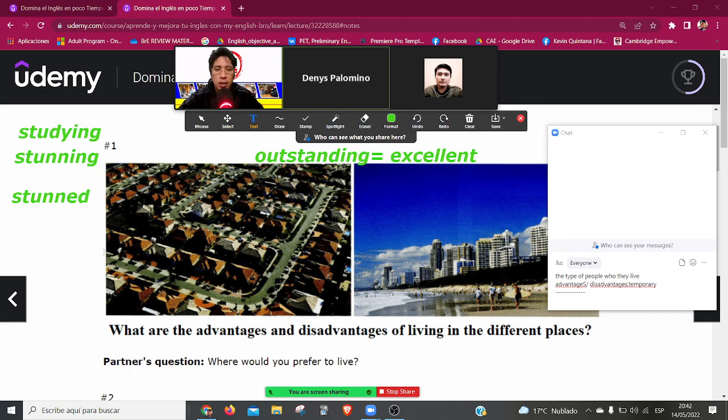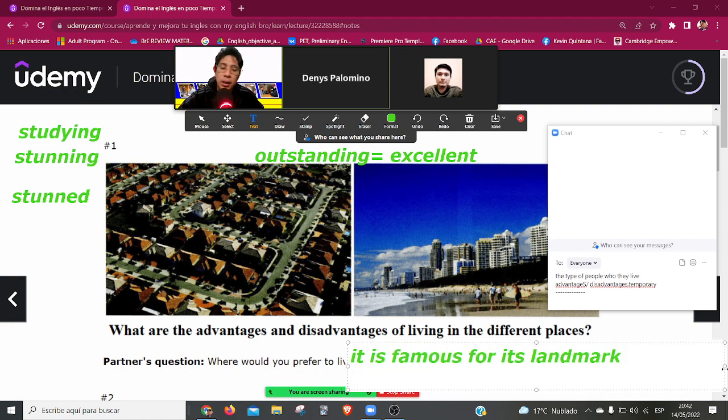Stun, shocked. Okay? For example, para un lugar podríamos decir that place is, for example, famous for its landmark. A good word, landmark. For example, Peru is pretty famous for its landmark, which is Machu Picchu. Machu Picchu is a landmark. How can you translate landmark into Spanish? Do you know? Landmark. Es un landmark, es un lugar muy famoso. Tú conoces a Perú por Machu Picchu.